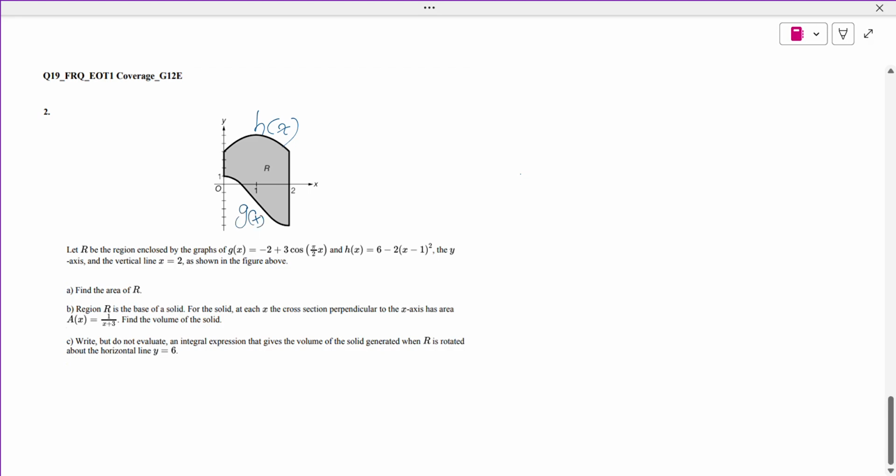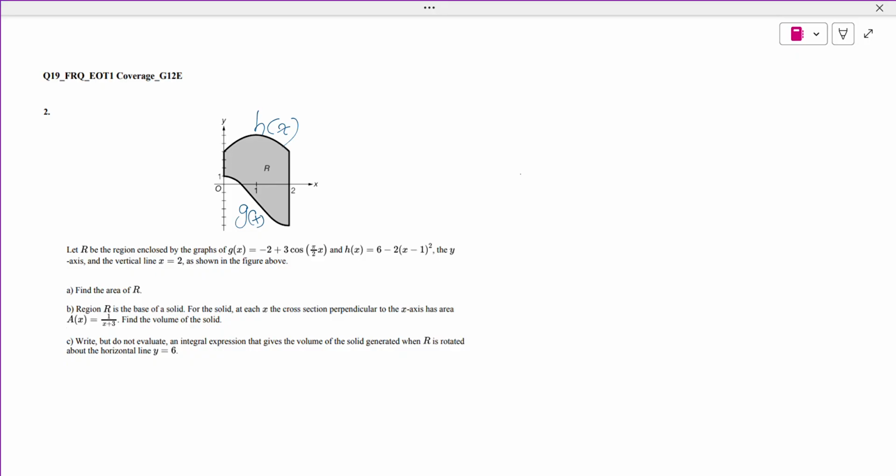of x. You can also sketch these two functions in your graphing calculator if you don't know how to distinguish between them. So graph them in your graphing calculator, and you will get to know which curve is h and which curve belongs to g. Now for part A, it says find the area of region R.